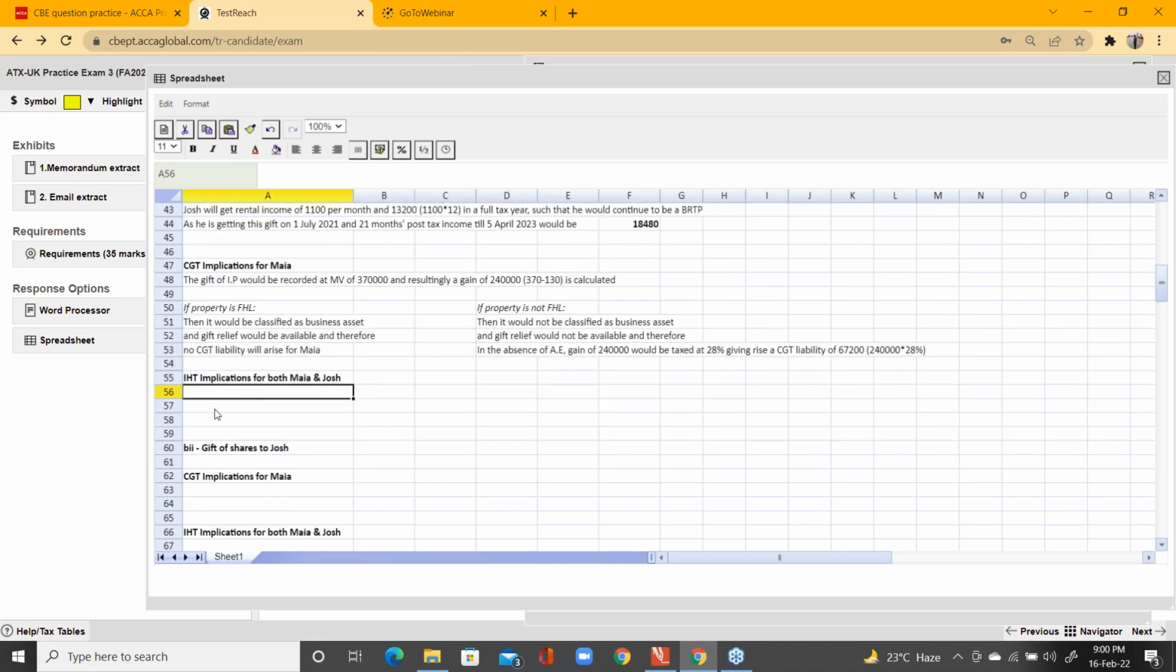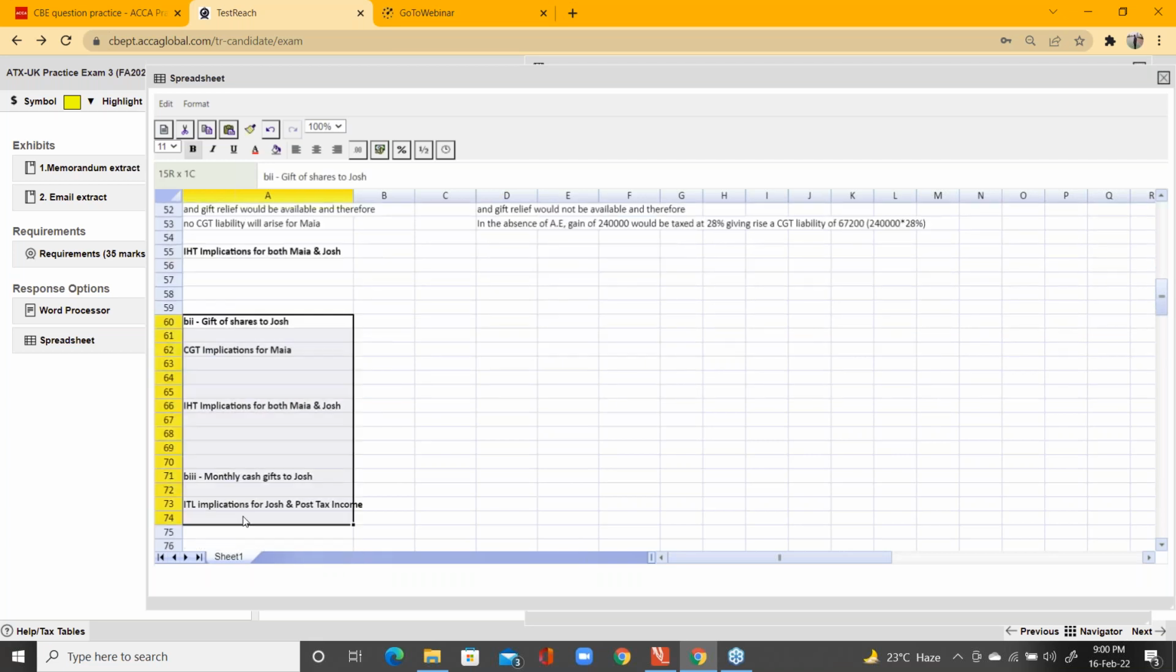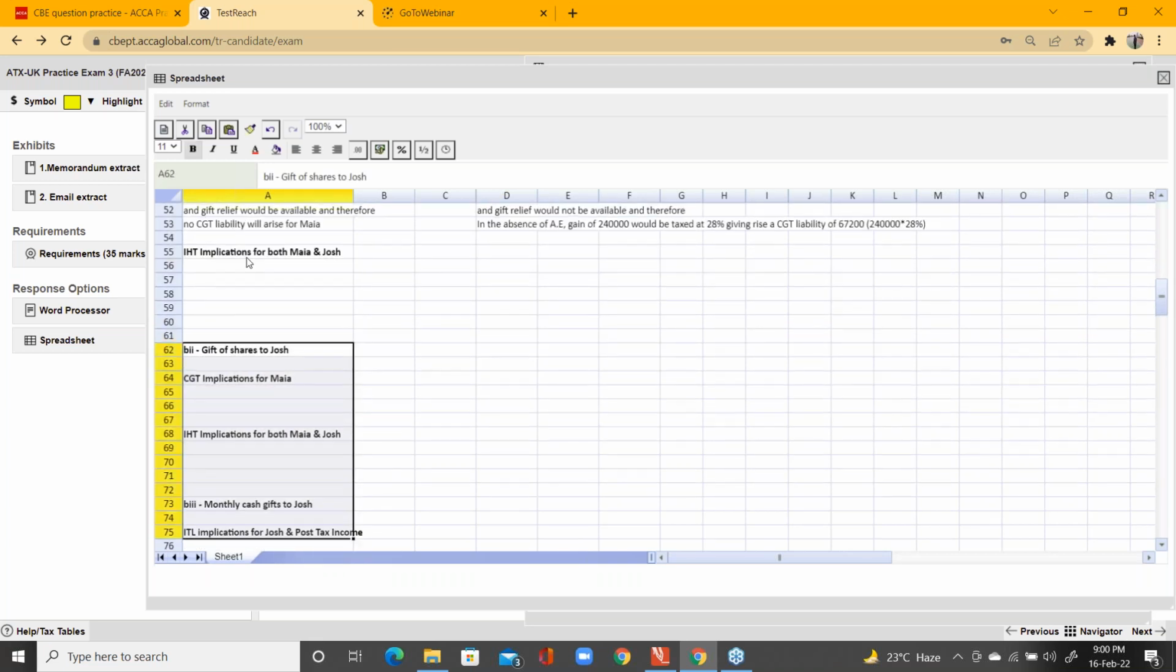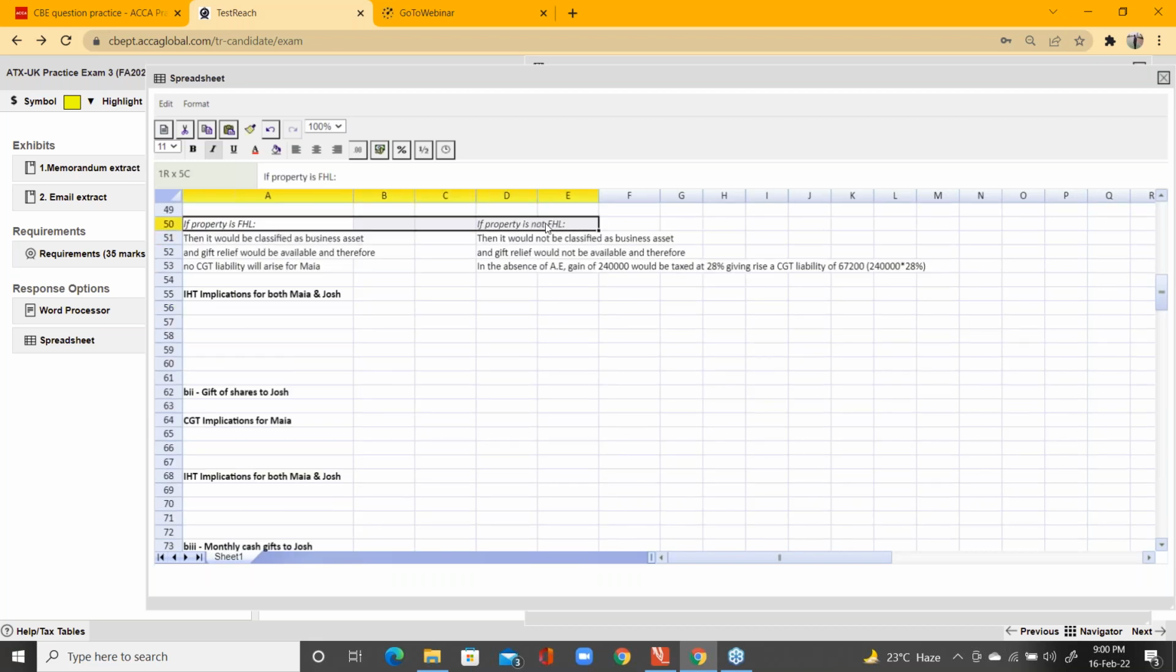And now let's talk about IHT implications for both persons, Maya and Josh. But again, for IHT implications, we should also be considering the same points over here, because IHT implications will change depending on whether the property is FHL or not.